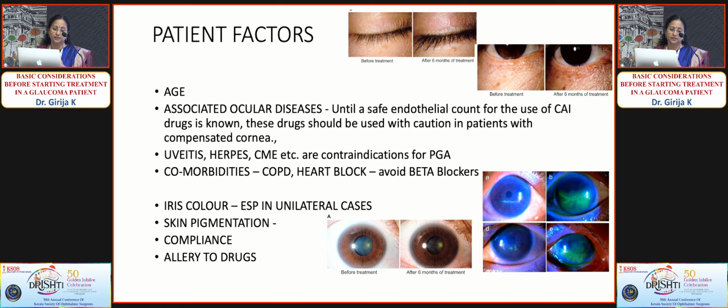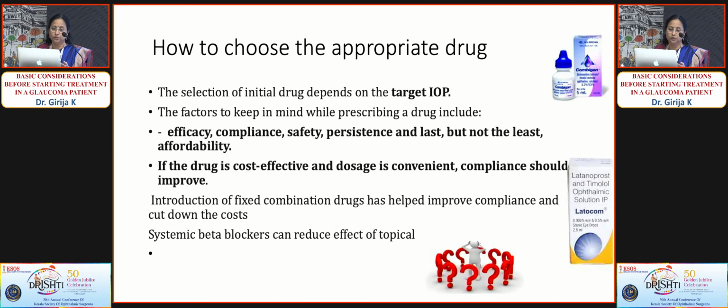And always consider the compliance, because once daily dosage may be more acceptable, but twice or thrice daily may not be accepted by the patient. Then if there is any history of allergy, that also has to be kept in your mind. So how to choose the appropriate drug? This will be dealt in detail by Dr. Manju, but I'm just saying the important points.